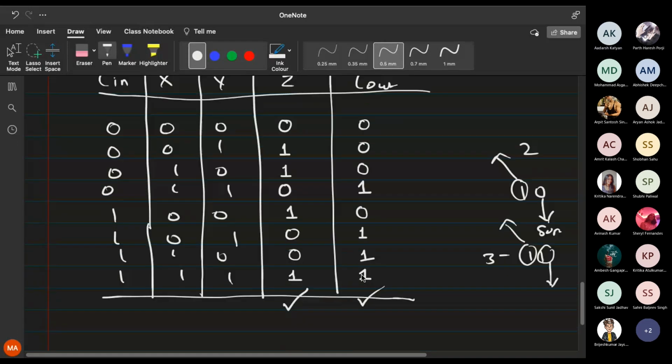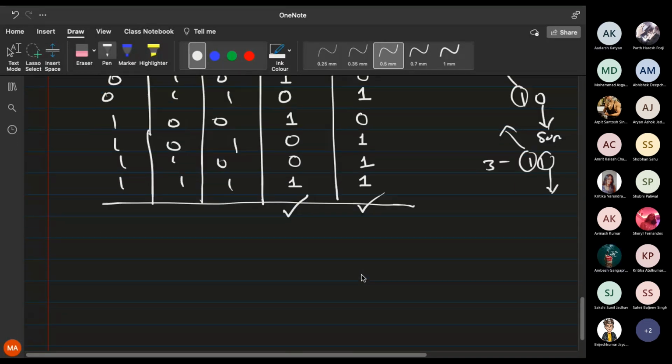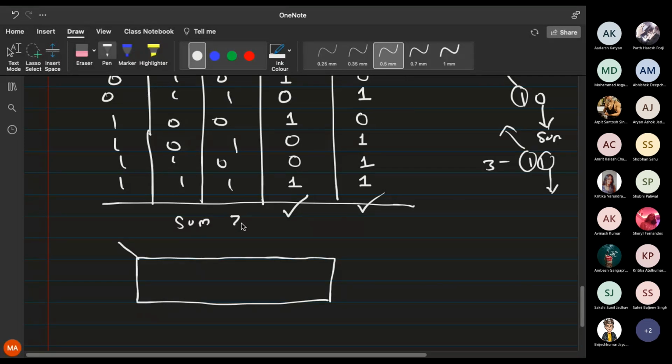Yes, sir. So K-map का matrix क्या बनेगा? What is the matrix for the K-map? It will be 2 by 4, क्योंकि 8 input है, so it will be 2 by 4. So this is the K-map for the sum, or you can say the Z. क्या क्या input आएगा? The input will be the C in, A, B, right? And there will be a different K-map for the carry, right?